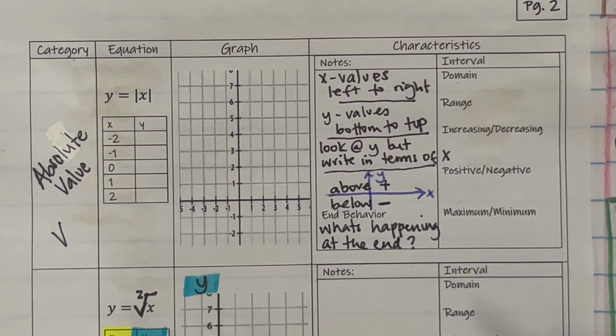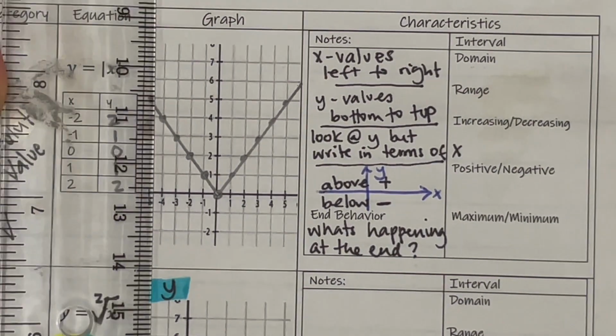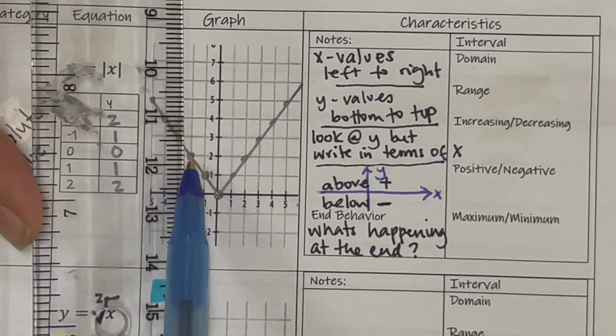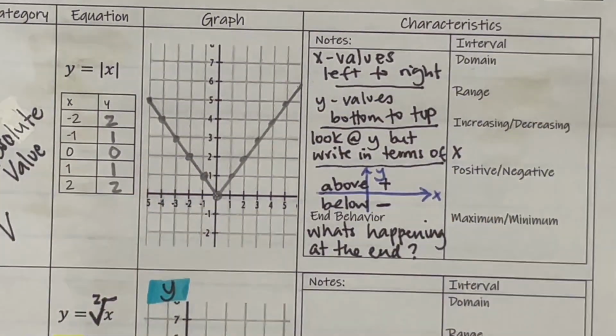So let's take a look at what domain is. Domain are all your values from left to right. So starting from the left, if I take a ruler, is there a graph? Yes, yes, yes. There's a graph everywhere from the left all the way to the right. How do I write that? Well, we're going to write it in interval notation.